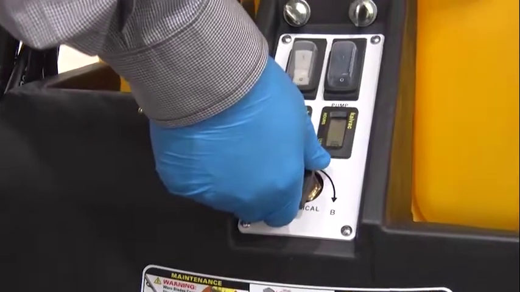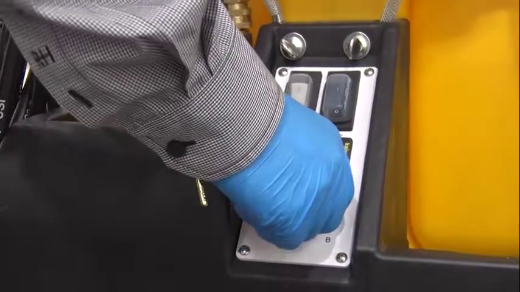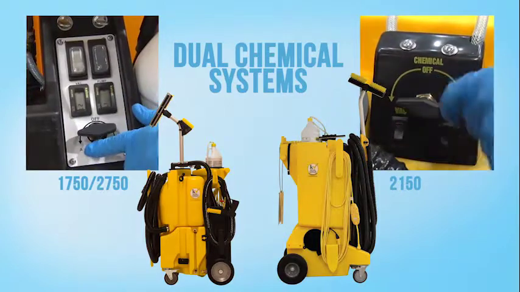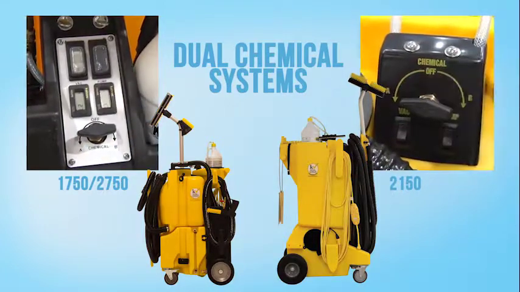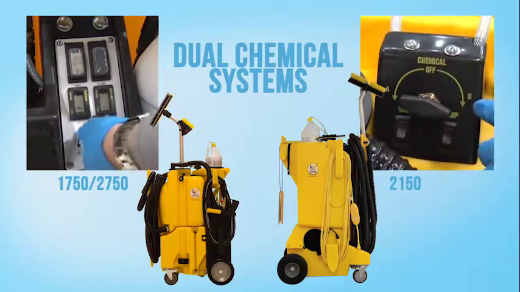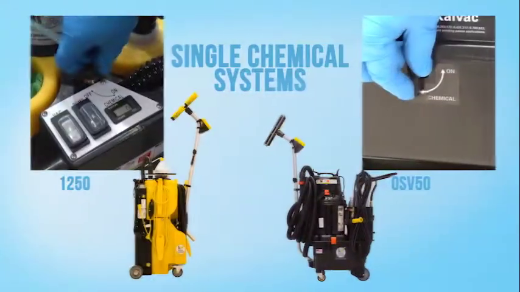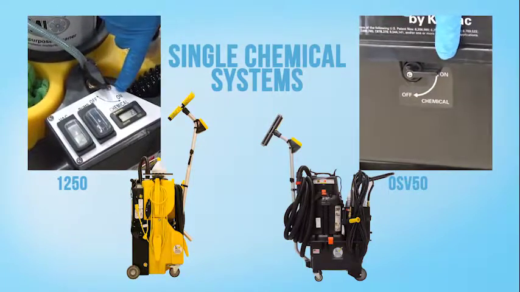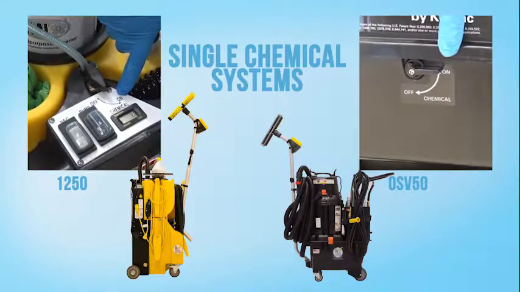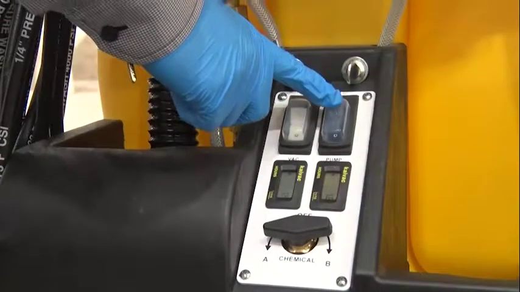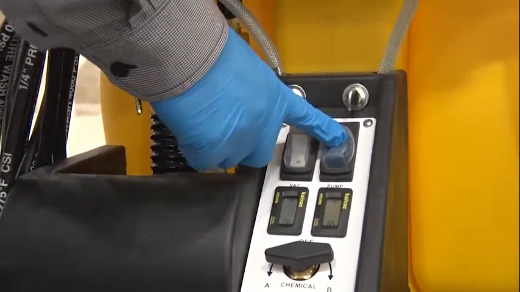Next, we'll use the chemical selector valve to turn on the cleaning chemical. For systems equipped with dual chemicals, such as the 1750, 2750, and 2150, turn the valve to select the appropriate cleaning chemical. For systems with single chemical setup, such as the 1250 and OSV50, turn the selector valve to the on position. When your chemical has been turned on, turn on the pump.